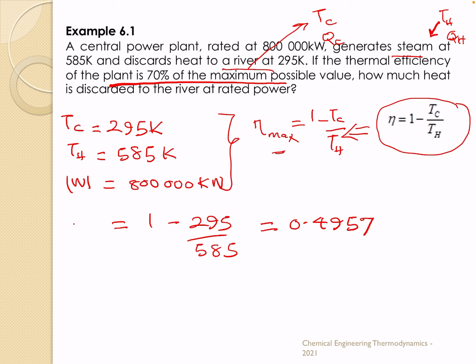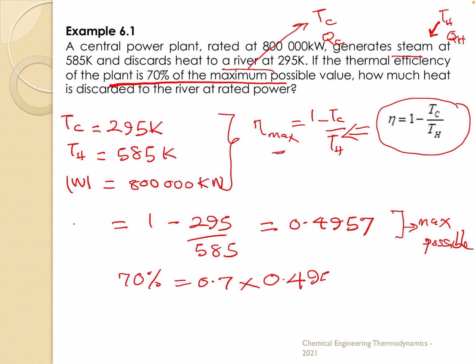0.4957. But remember, it's written here that the thermal efficiency of the plant is 70% of the maximum possible. So if this is the maximum possible, and it's been indicated to be operating at 70%, then we say 70%, which is 0.7, times that maximum value, 0.4957, which gives us 0.3470. So that's going to be the thermal efficiency.